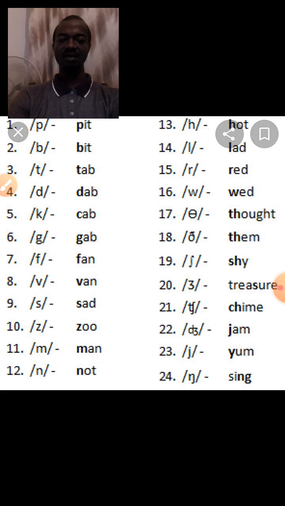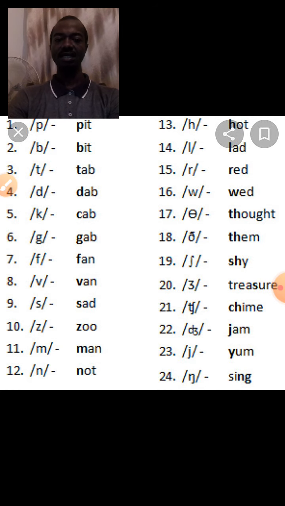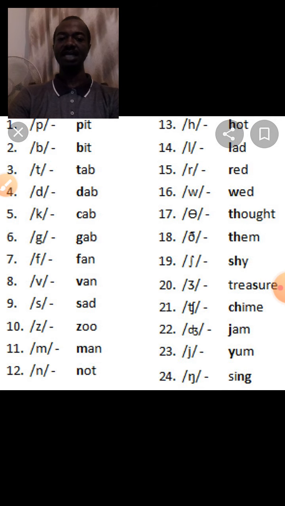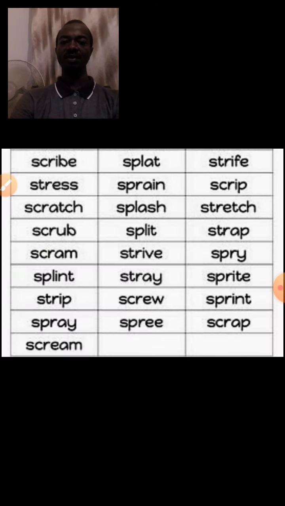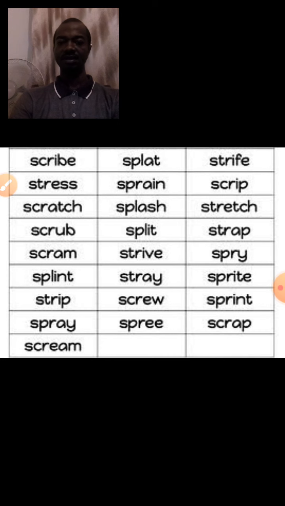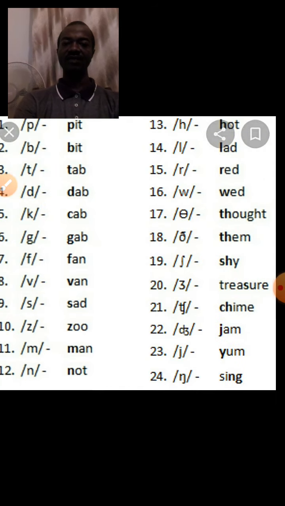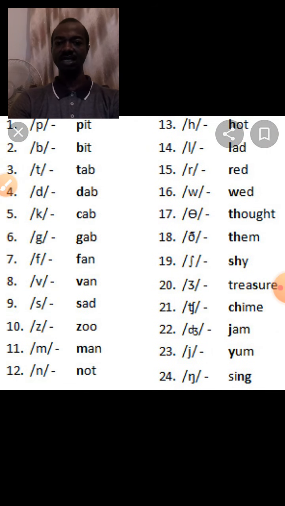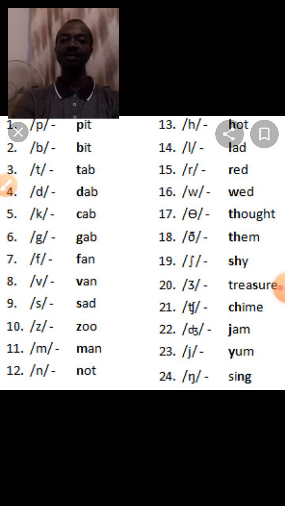Then number 24 is a nasal sound, like you have in sing. It's a nasal sound, like I said, like you have in sing. Like you have also in bank, like you have in pink. So these are the 24 consonant sounds. So consonant sounds are, to reiterate, 24 in number.